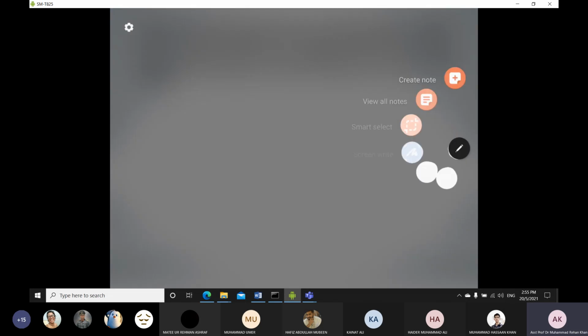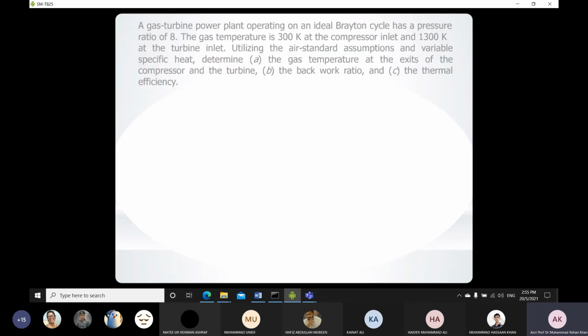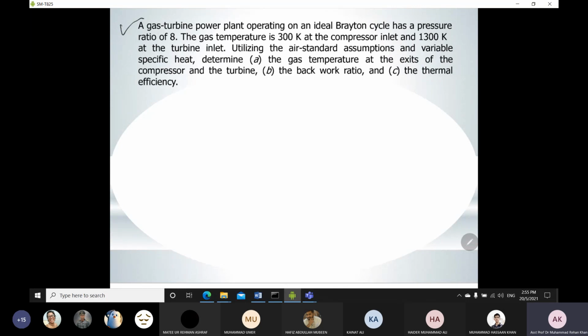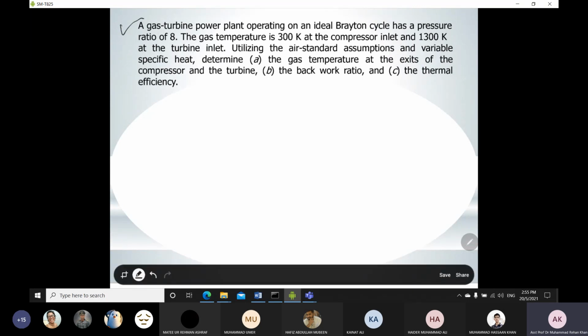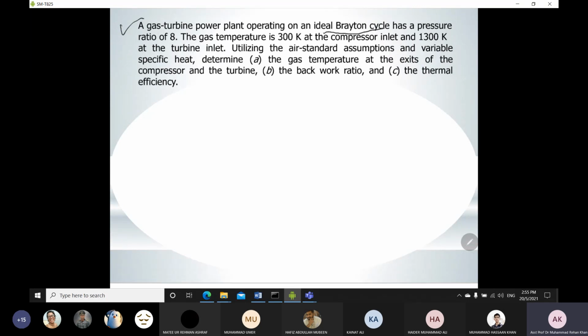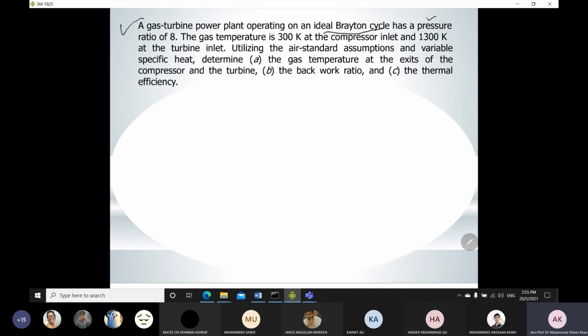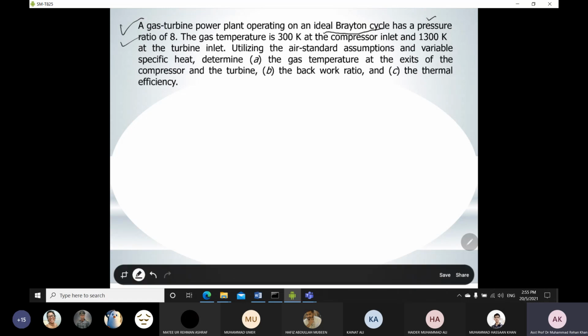Starting again from the example. Okay, so this example is example 9-5 from your book. Okay, so first you have to read the statement. A gas turbine power plant operating on ideal Brayton cycle. Okay, so it was mentioned over there that the gas turbine and the Brayton cycle is the cycle associated with it. At a pressure ratio of 8, okay, so maximum pressure to minimum pressure ratio is mentioned in the question.